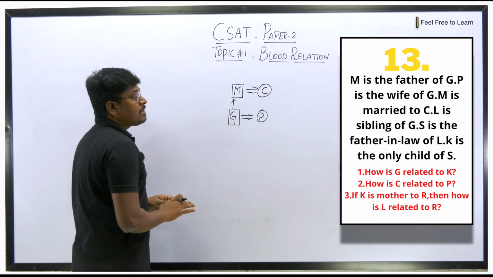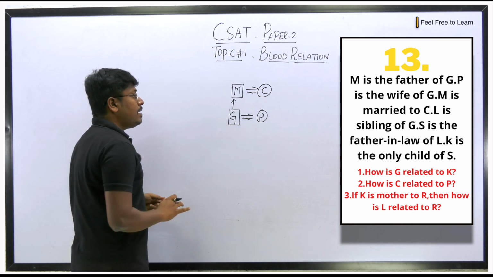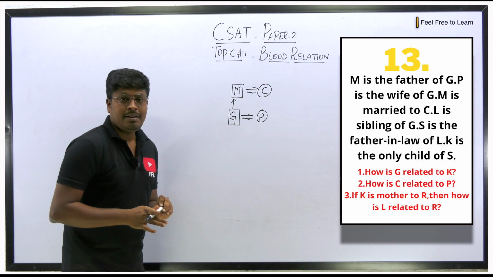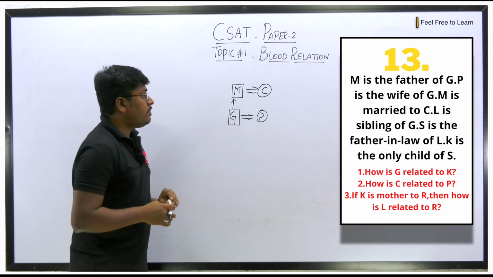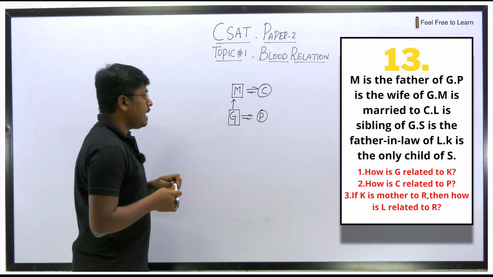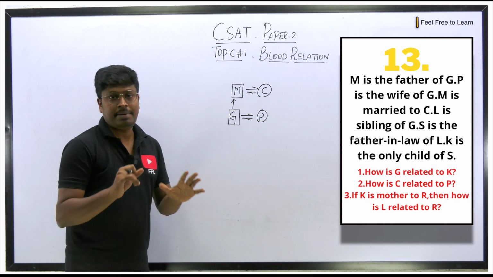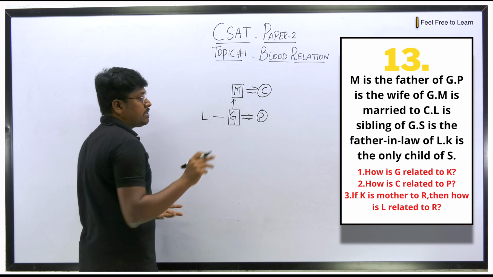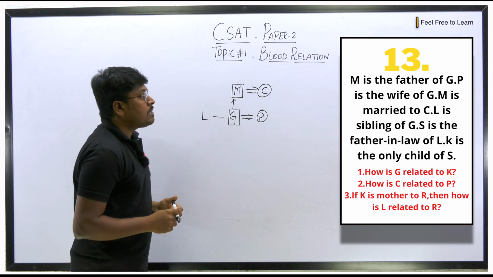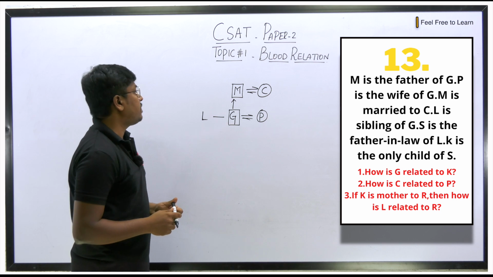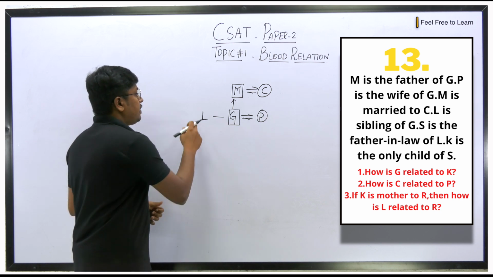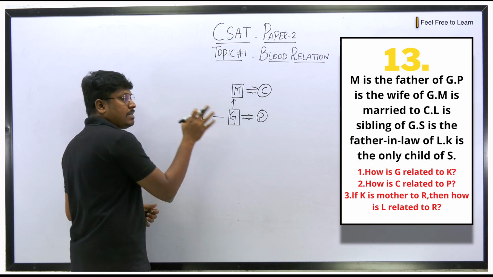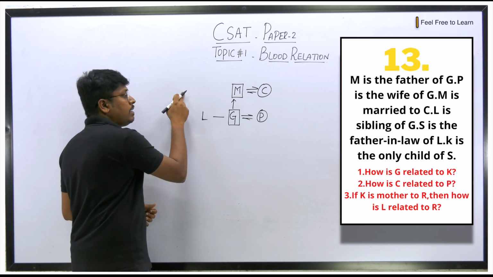So L is a sibling of G. Sibling means brothers and sisters, right? But we don't know whether the person L is a male or a female, but it's a sibling. So we can say that G's sibling will be L. But the gender of the person is unknown. So S is father-in-law of L. So L's father-in-law is S. Just listen here. L's father-in-law is S.